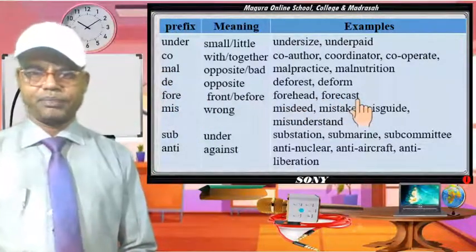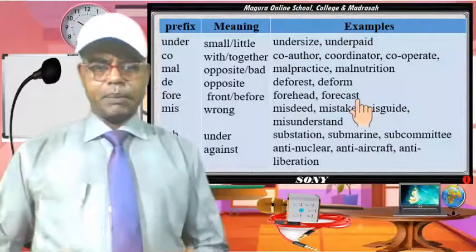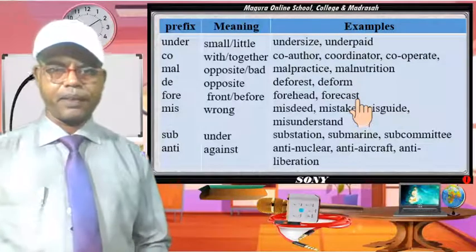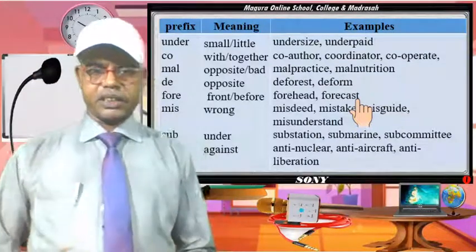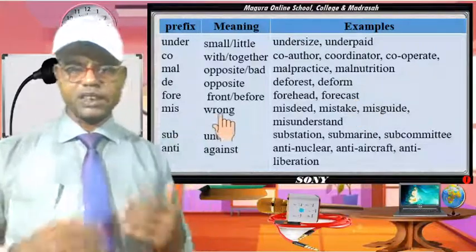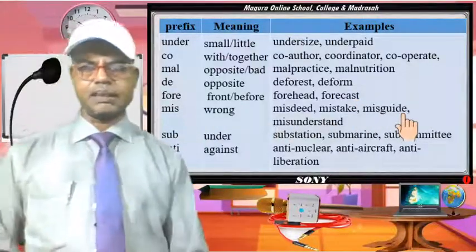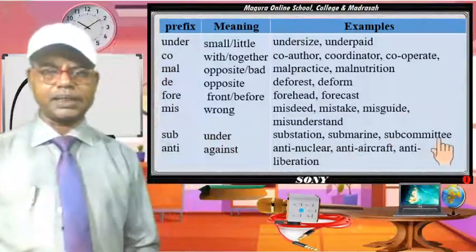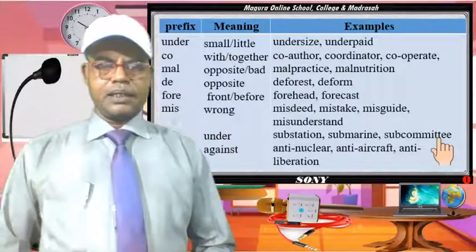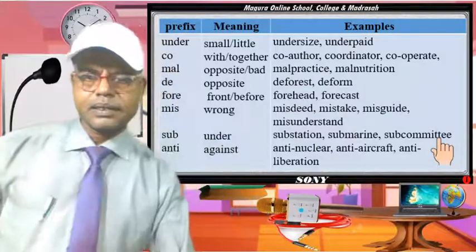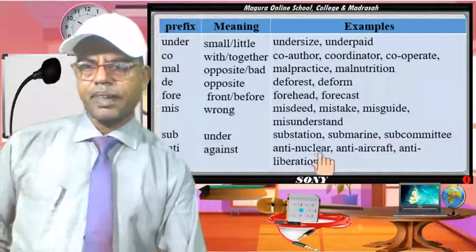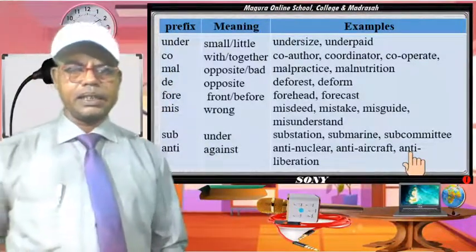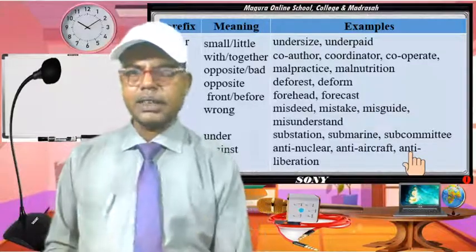Fore, maybe front, maybe before, their meaning. So, forehead, forecast, something like that. Mis, that means wrong. Misunderstood, mistake, something like that. Then sub, that means under, substation, submarine, something like that. Anti, that means against. Anti-nuclear, anti-attack, something like that. Okay.